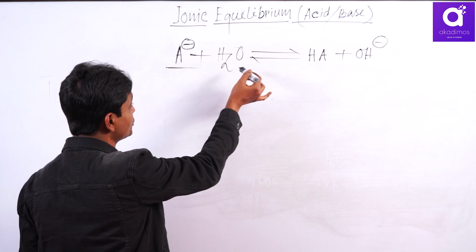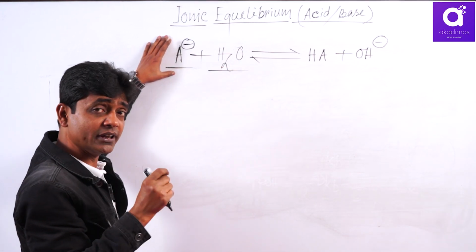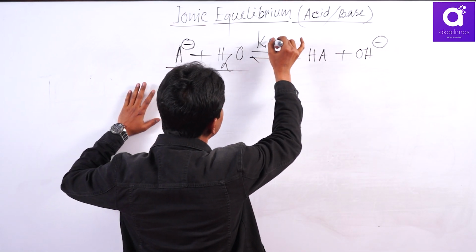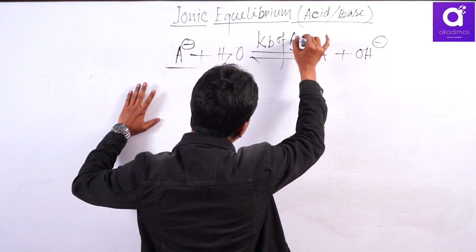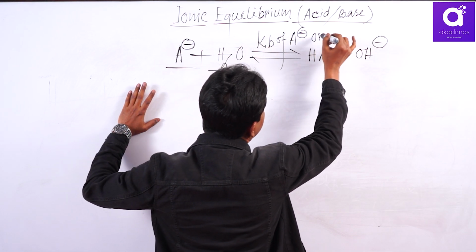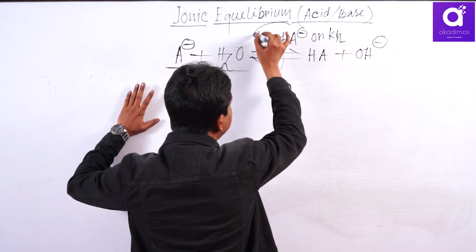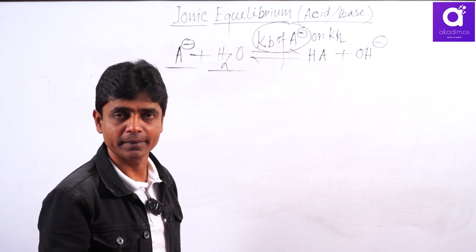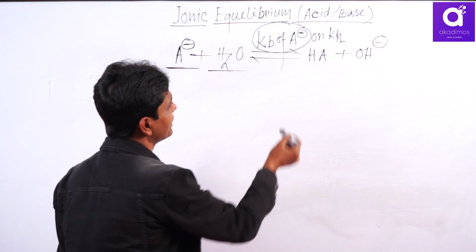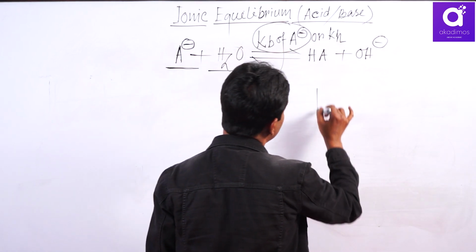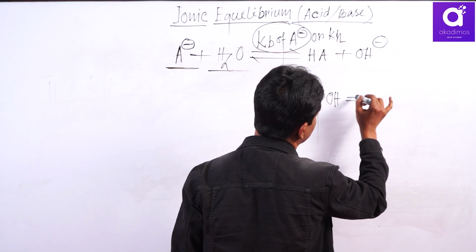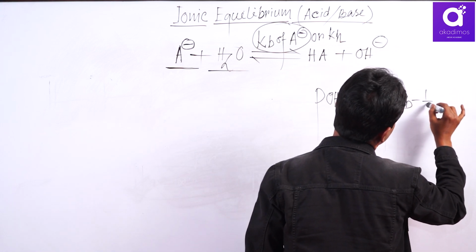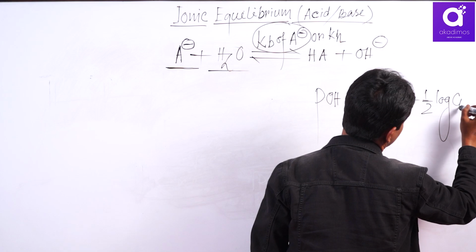Now you can say this is hydrolysis, or you can say it is the basic character of A minus. That means it is Kb of the A minus base, or the hydrolysis constant Kh. Better to say Kb of A minus, then you can easily solve the problem without remembering any formula. You know it is a weak base. If Kb is known, then pOH you will get using this formula: half pKb minus half log concentration of base A minus.